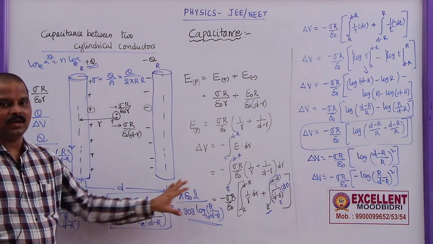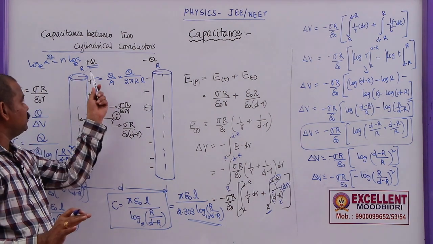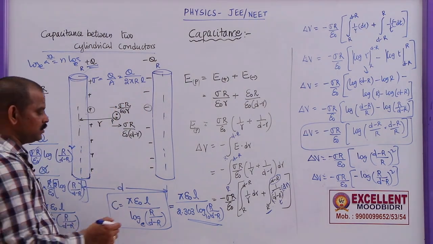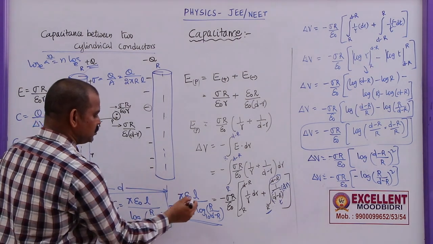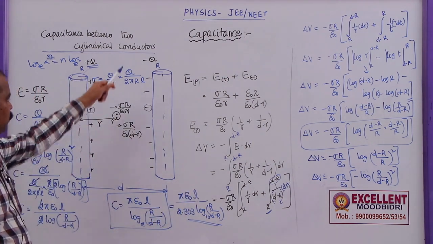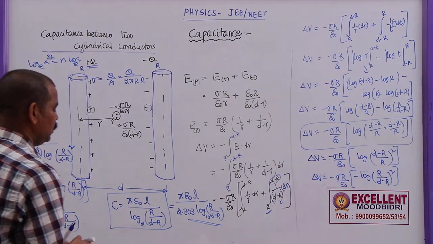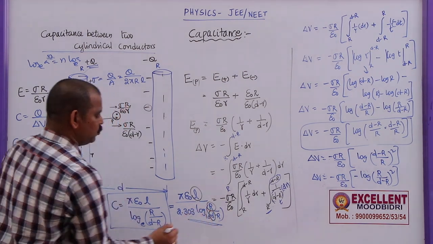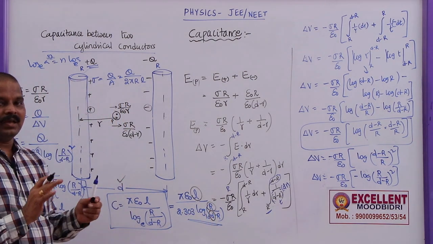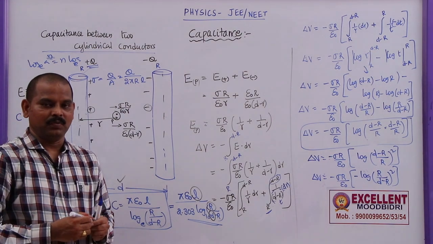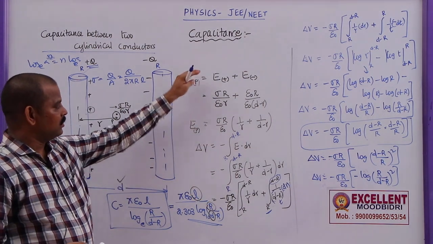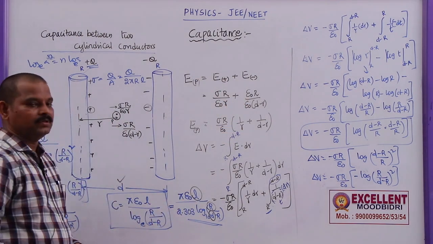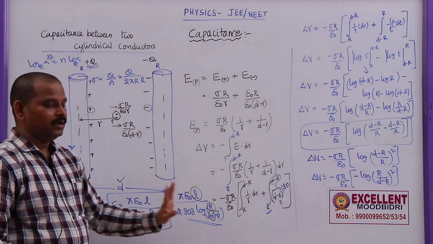And if you see this expression, either this one or this one, it does not depend upon the charge on this conductor, that is Q, or the potential difference between these two. Final expression contains only the length of this conductors, L, next the radii of this one, R, and the distance between the two cylinders, that is D. So, capacitance of a system never depends upon the charge and potential. While deriving this equation, we are considering the electric field and potential difference, and finally we will get the expression in terms of the physical parameters like length and radii and distance.